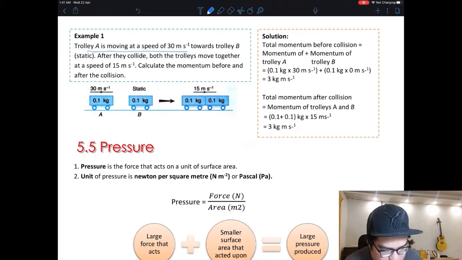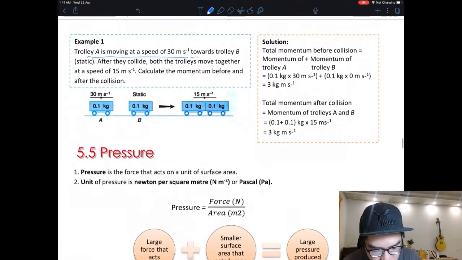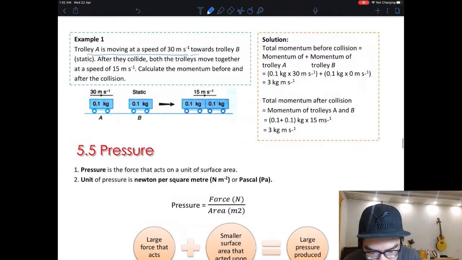Before that, let's not talk about any detail. So A has 30, as mentioned here. Trolley B is static, which means velocity here is 0. Static means 0, at rest. After they collide, both trolleys move together at 15. So calculate the momentum before and after the collision.